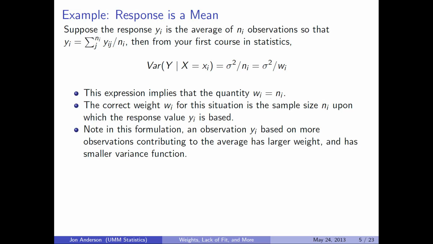And so we can incorporate this information through the wi weight control mechanism. In this case, what we would do is set the actual variance, sigma squared over ni, equal to our model's hypothetical construction variance of sigma squared over wi, which can be written for any observation. What is the wi in this case? Well, wi is just ni, and observations that are based on more measurements have greater weight.